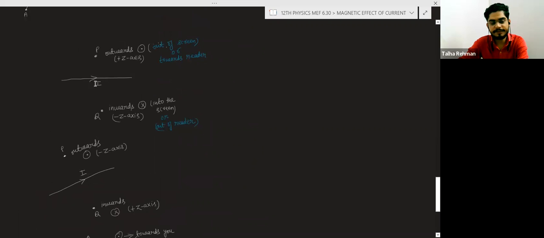This is a current carrying wire. This is also a current carrying wire. A one mark question can be asked from here. The examiner will give you the wire, and he or she will ask you the direction of the magnetic field, and will give you a single point only.